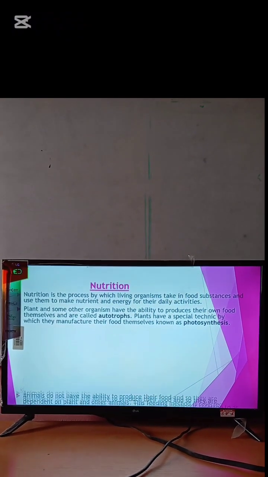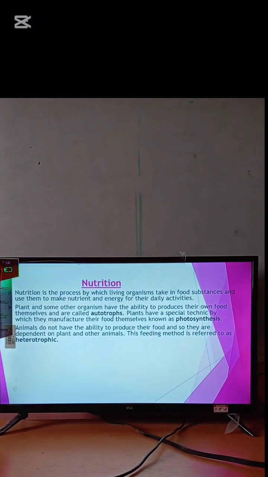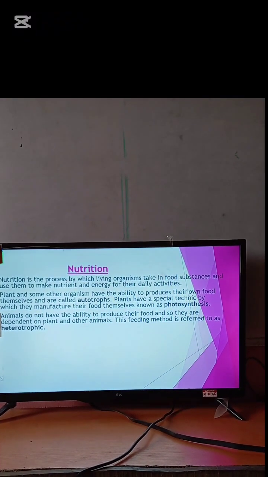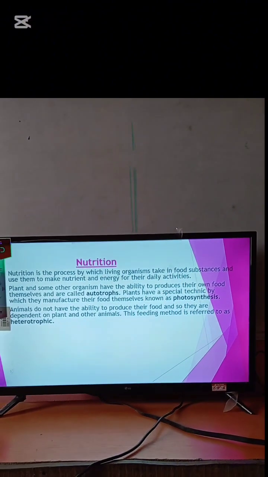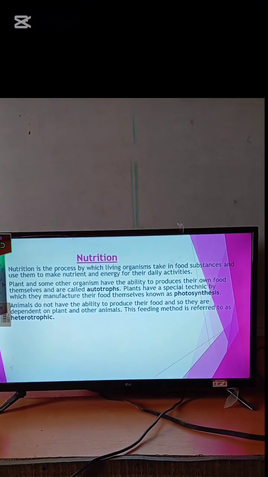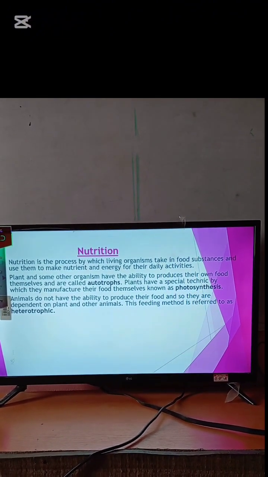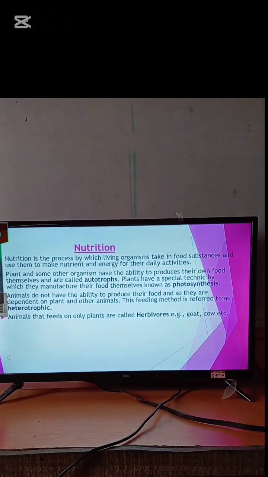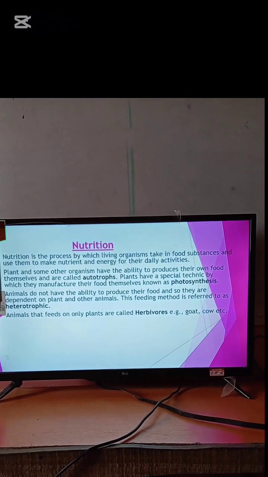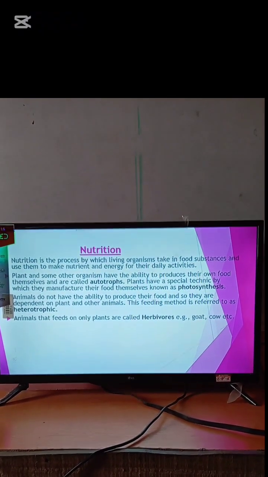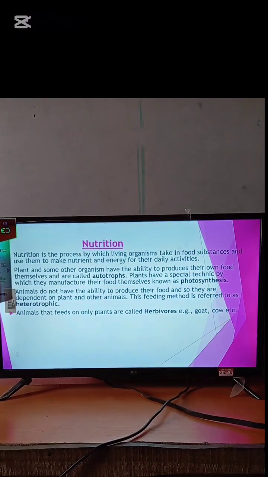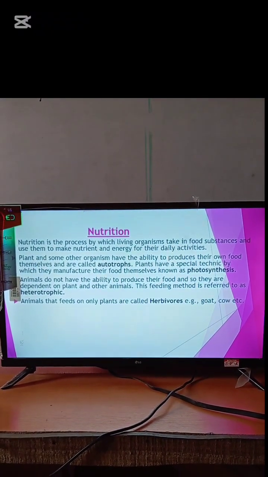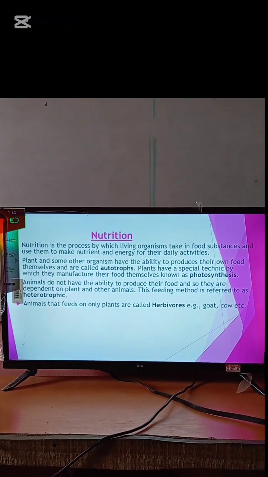Animals do not have this special ability, so all animals depend on plants and other animals for food, and they are called heterotrophic. Animals that feed on only plants are called herbivores, for example goat, cow, sheep, and grasshopper. All animals that feed on only herbs are called herbivores.